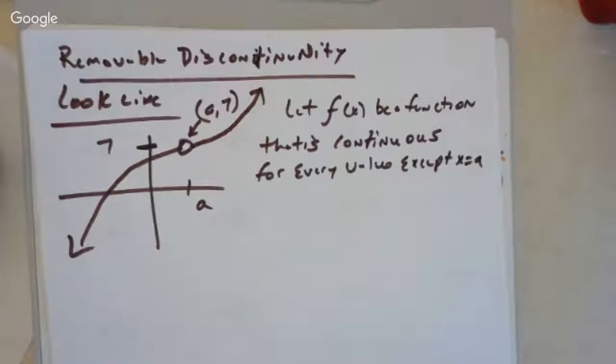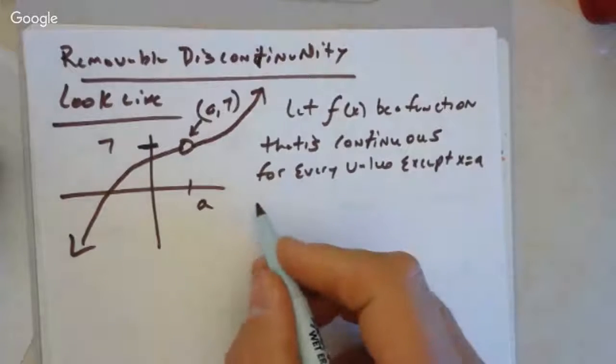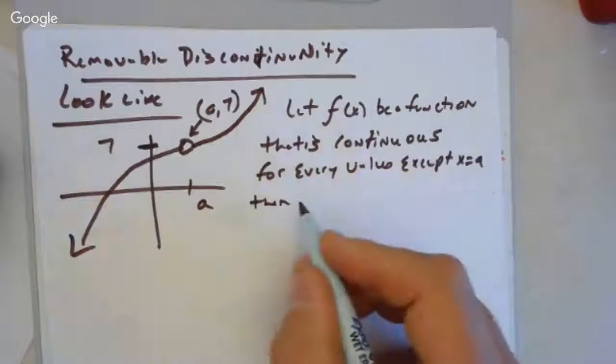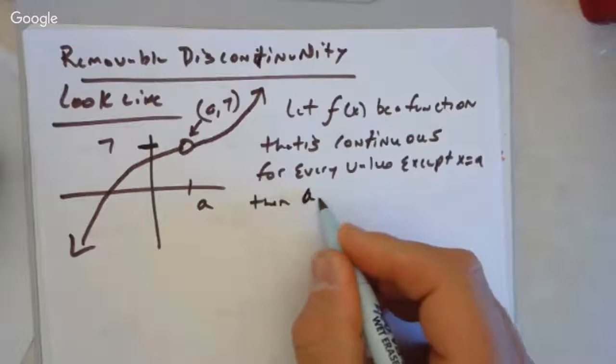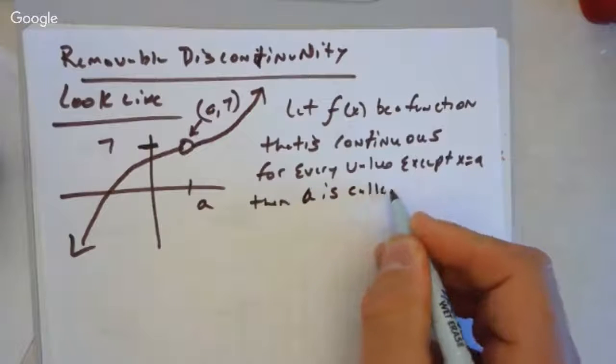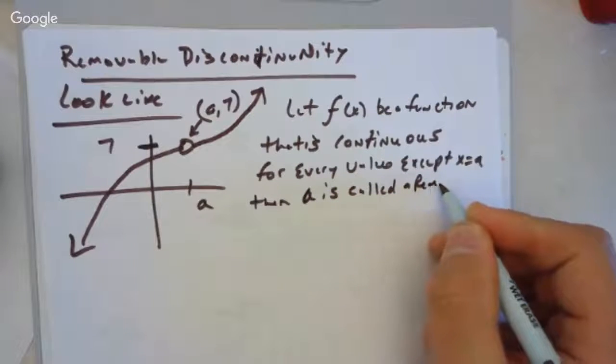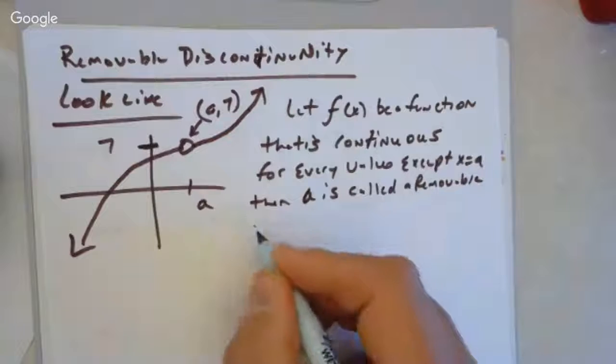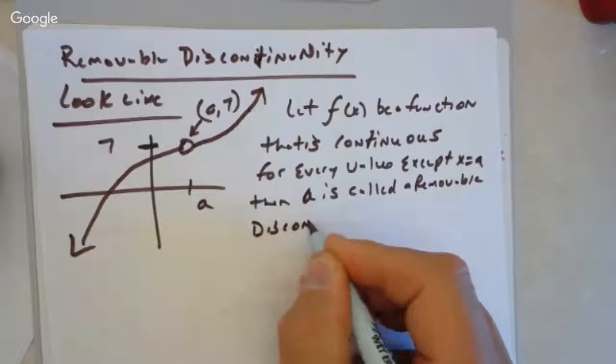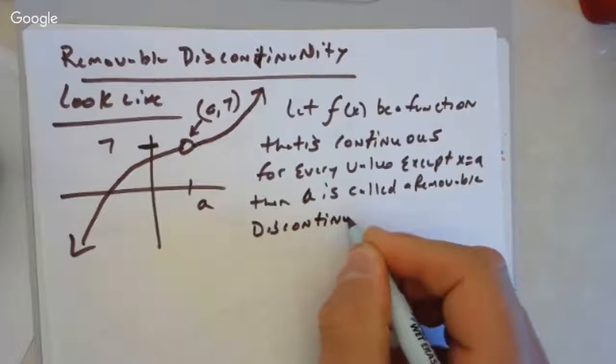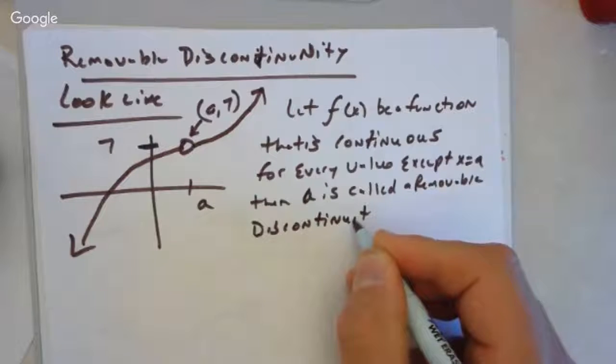So in other words, it's continuous for every point. For every other point, f of c is defined, the limit of f of c exists, and f of c is equal to its limit, except at this one point. Then, for every value except x equals a, a is called a removable discontinuity. Continuity.